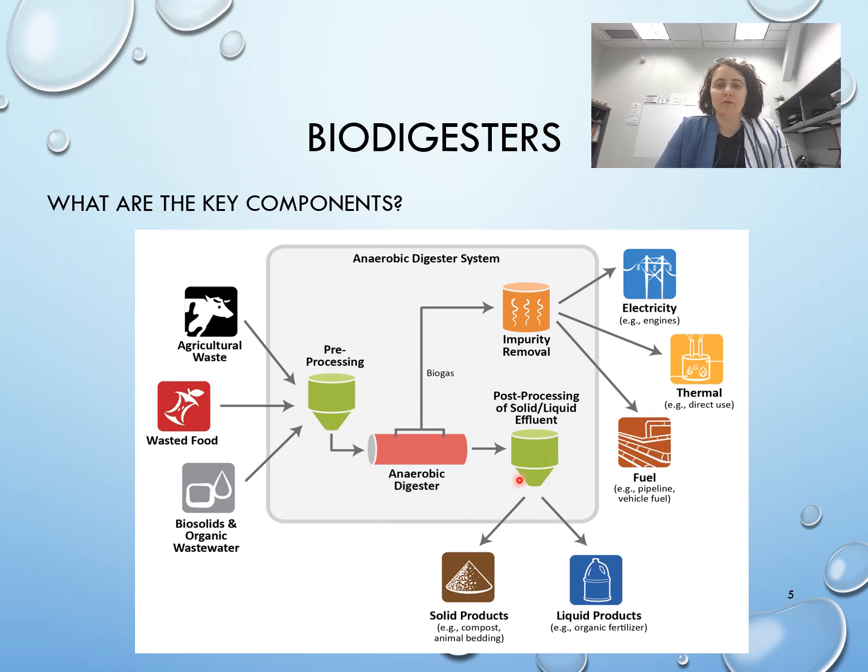And then there's normally some post-processing that we have to do when we get solid products and liquid products out. But then we also get biogas, and we have to remove some impurities from it. But then that can be used for electricity, thermal, and fuel. So what's really cool about this technology is it can be employed at a large scale or a small scale. But if we use it at a small scale, many times we can actually get some products out of it that are very reusable and very renewable. And so many times it's looked at as a very sustainable technology as a result.